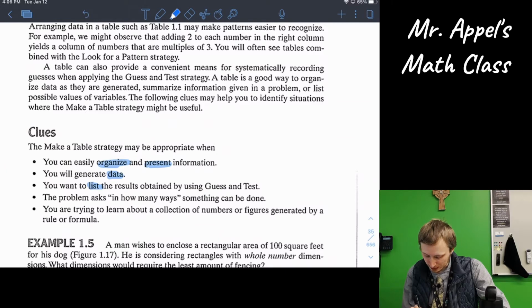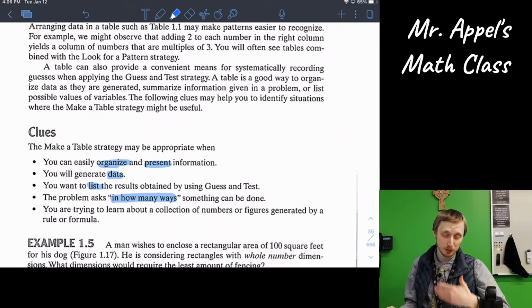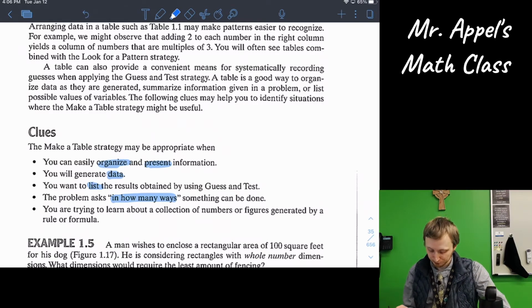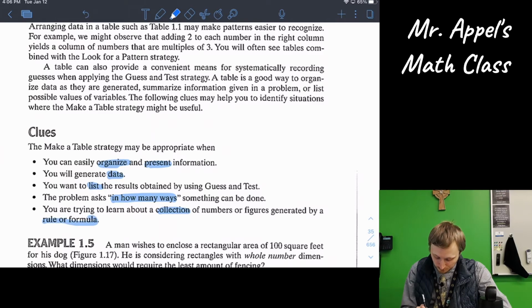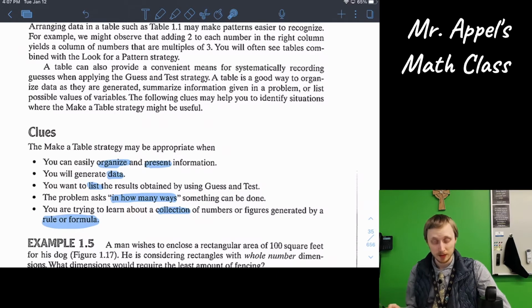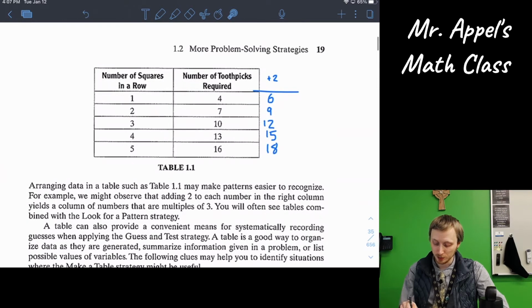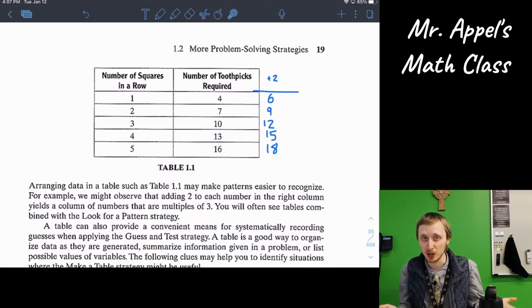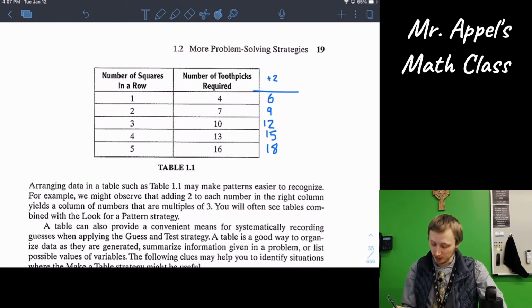The problem asks in how many ways something can be done. Again, you need to be able to keep track of all of those ways that you've found, so make a table. You are trying to learn about a collection of numbers or figures generated by a rule or formula. If you're already given a rule or formula, one way to visualize how that formula evolves is to create a table. The next step from that would be to possibly generate a graph like you might do in algebra class.